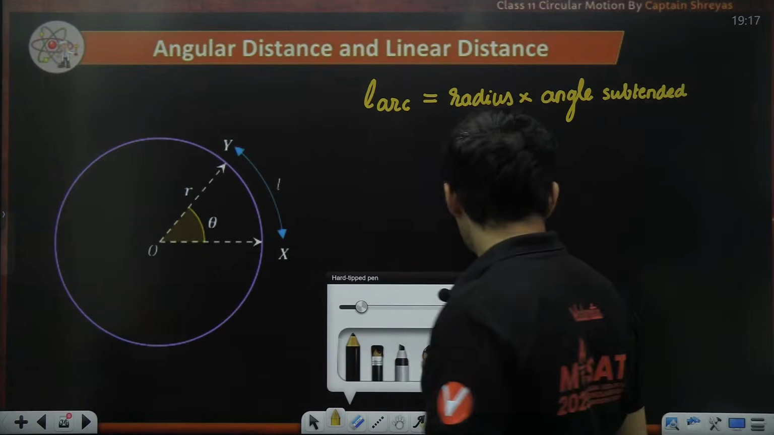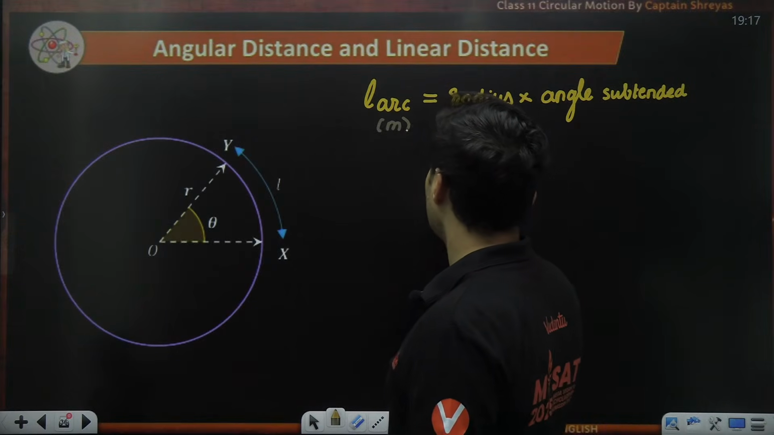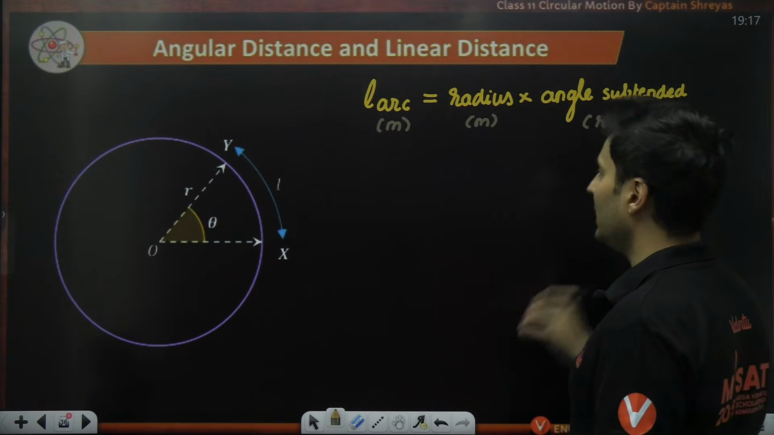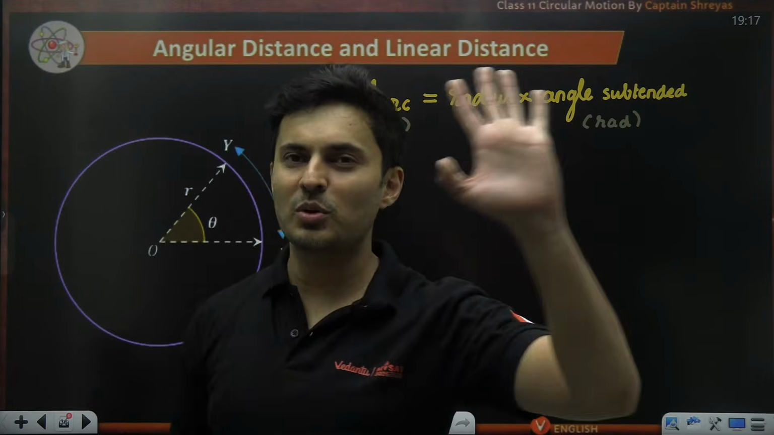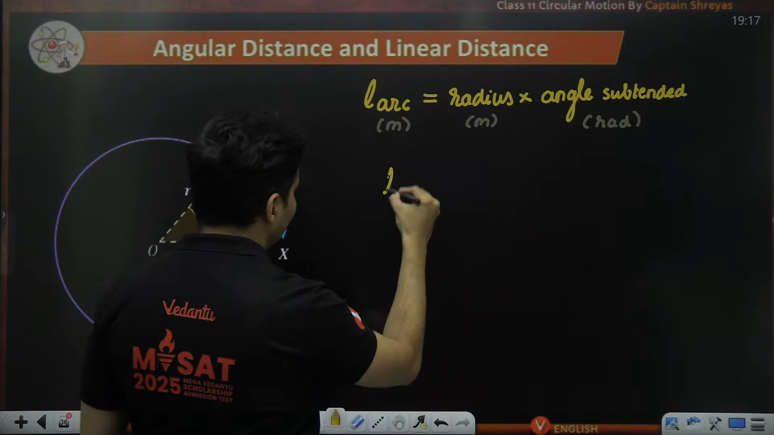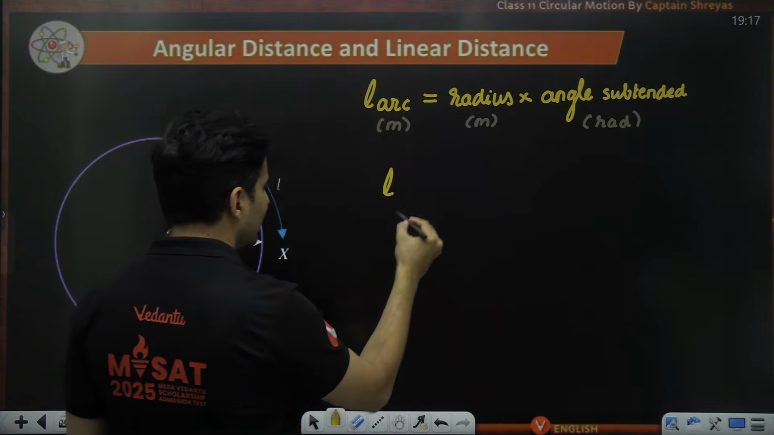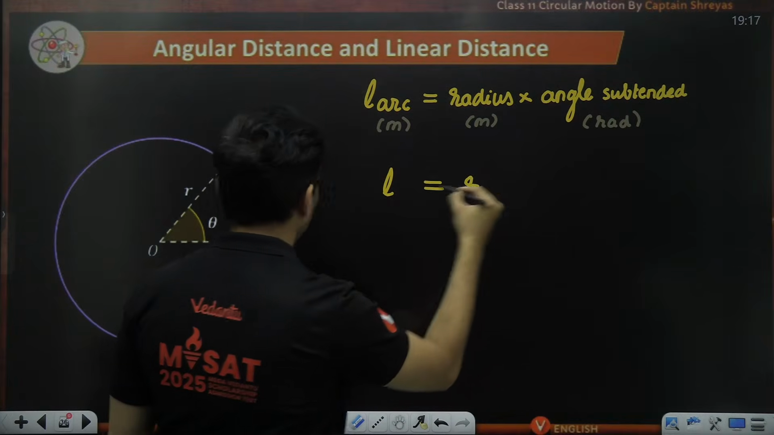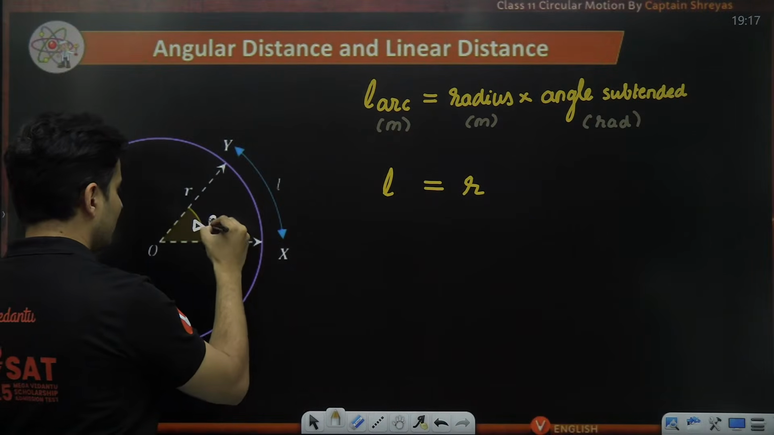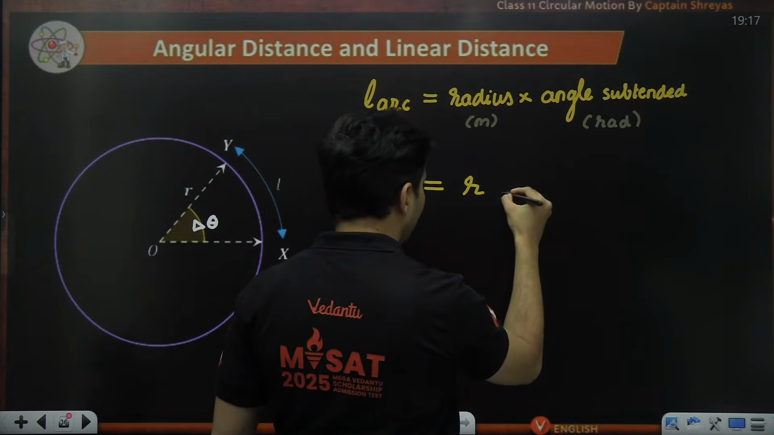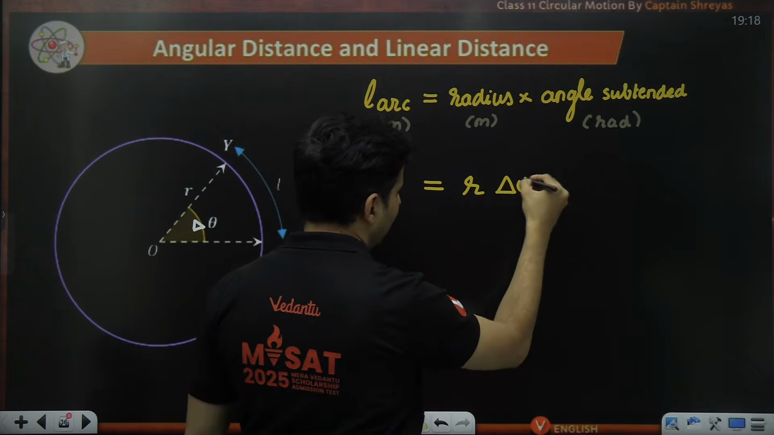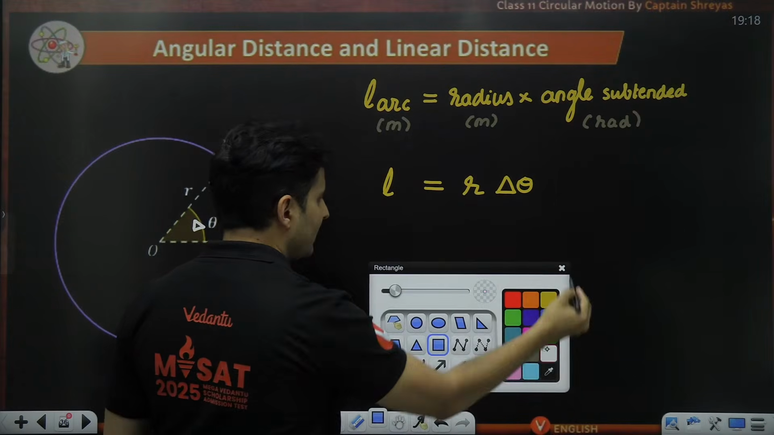Angle subtended. Yes, the length, if it is in meters, radius should also be in meters, and angle subtended should be in radians. This is a standard thing in trigonometry which you have learned. So the length of the arc is nothing but the distance which you have traveled. Radius is whatever that r is. And of course, the angular displacement, which is delta theta. That's it. So this is very simple.